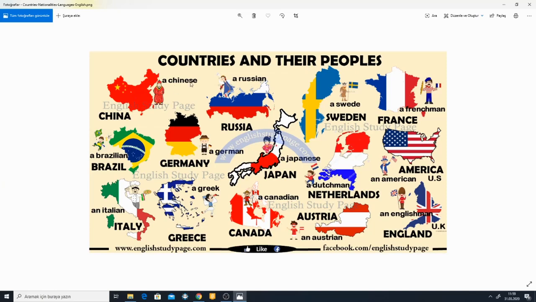China, Chinese. He's from China. Russia. She's from Russia. She's Russian. Sweden, Swede. France, a Frenchman. Brazil, he's Brazilian. Germany, a German. Japan. She's Japanese.